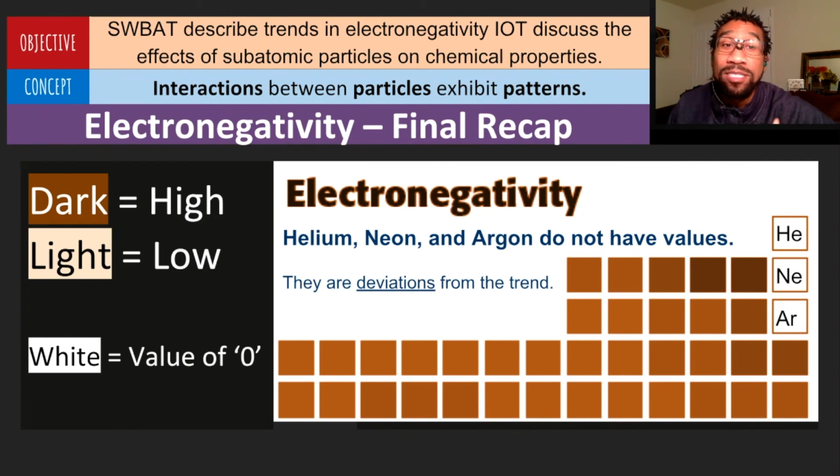So these are actually deviations from the trend. But what about the rest of the noble gases? Well, even though noble gases don't like to react, you can actually force some of the heavier noble gases to react, which is why they have electronegativity values, because these values only exist if you can form a compound or combine with another element.